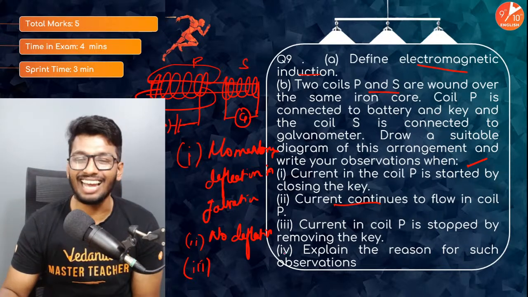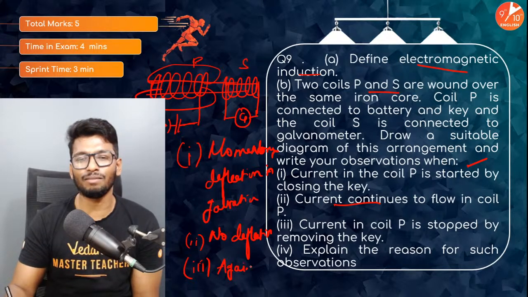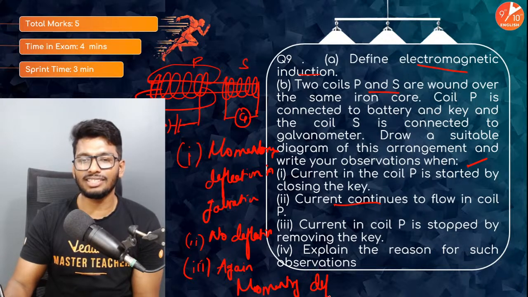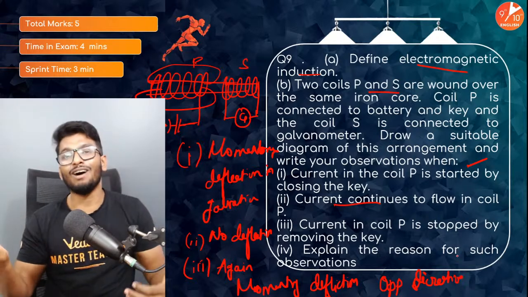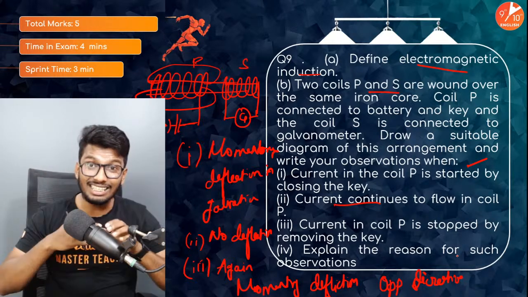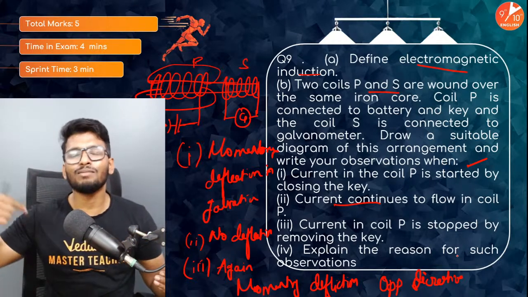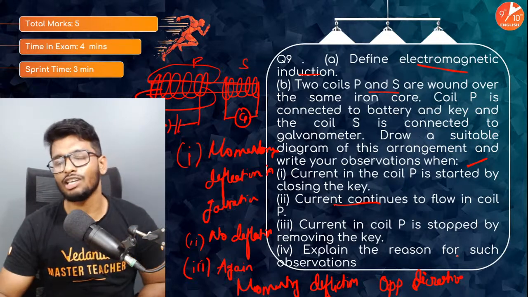Exactly, guys. Exactly. There's again going to be a deflection. Again, there's going to be a momentary deflection. But this time, this deflection will be in the opposite direction, because now the magnetic field is decreasing, and since again decrease or increase is a change, there's going to be a current induced, but this time the galvanometer needle will be pointing in the opposite direction.